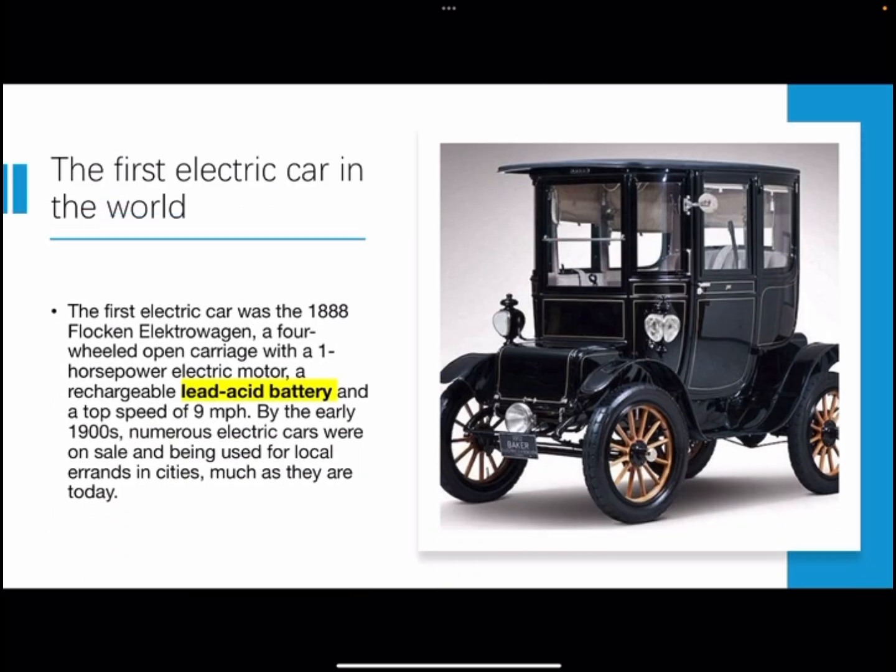Let's begin with the first electric car in the world. The first electric car was the car you can see in the photo, and it is a four-wheeled open carriage with only 1 horsepower electric motor, a rechargeable lead-acid battery, and a top speed of 9 mph. You might think the year is a typo, but it actually isn't. The 1800s were actually chock full of EV related innovations.